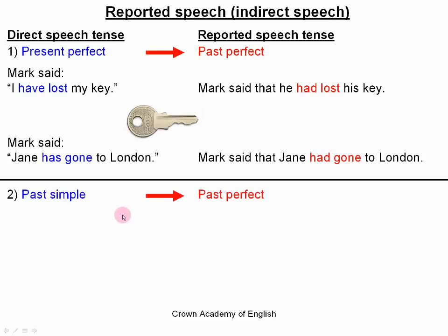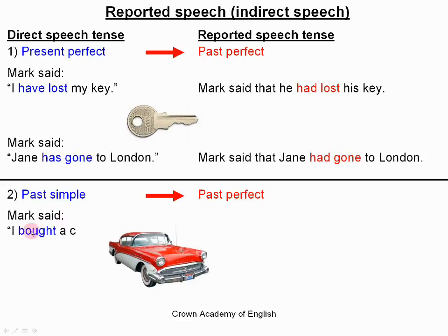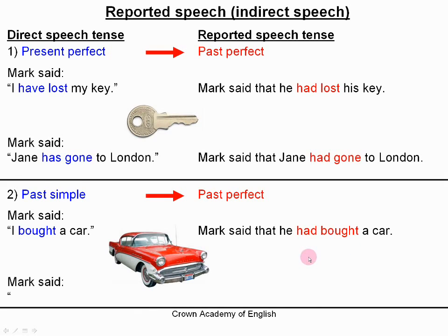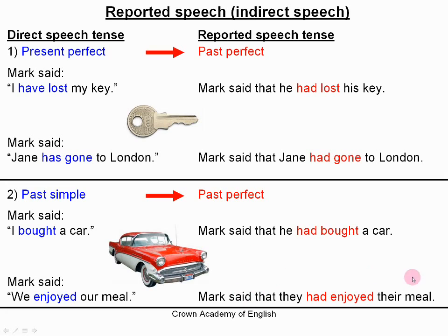And let's look at the second rule, which was if the direct speech is in the past simple, then the reported speech becomes the past perfect. Mark said, "I bought a car." And in reported speech, Mark said that he had bought a car. It is now the past perfect. And finally, Mark said, "We enjoyed our meal." In reported speech, Mark said that they had enjoyed their meal. Okay? So these are the two examples of when we use the past perfect in reported speech.